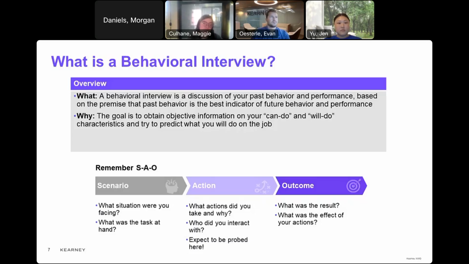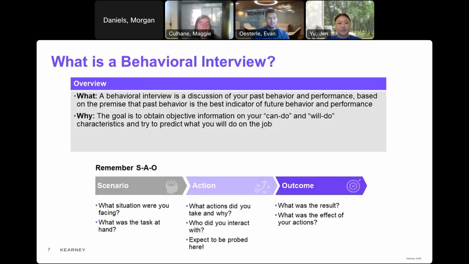And this is a way to structure your responses. So we'll ask you a question, and the way that you should think about structuring your response is to start with, what is the scenario? I'll say something like, tell me about a time that, and you need to tell me first, what is the situation you are facing? What is the task at hand?